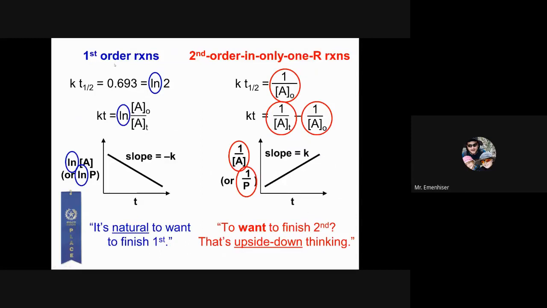Okay, first order reactions: K times T to the 1/2 is equal to 0.693, or ln of 2. And then here's the integrated form. So this is a half-life equation. This is an integrated form. Here is the slope, or the graph, for the natural log of A. So when we take the natural log of A, we get a graph that has a straight line. Okay, and the trick to this is you need to be able to look at graphs and determine whether it's a first, second, or third order.